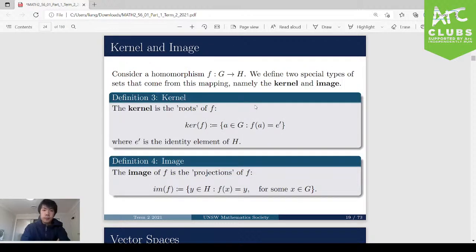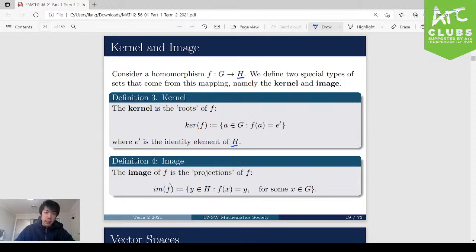The next thing is kernel and image. Consider a homomorphism F from G to H. We define two special types of sets that come from this mapping, namely the kernel and the image. The kernel is the roots of F. So basically, it's anything within the domain where if you take F of that thing, you get brought to the identity element of H, right? So it's saying if I take F of this element A, then it brings me to the identity of the codomain H.